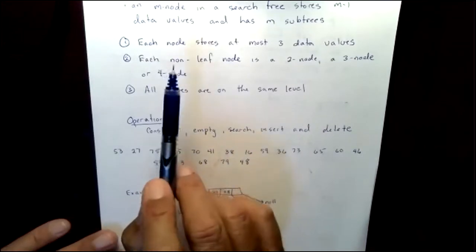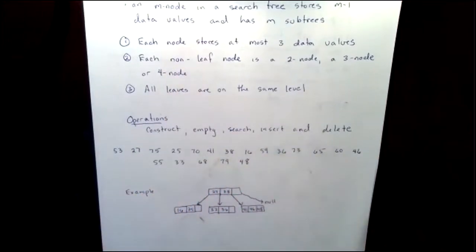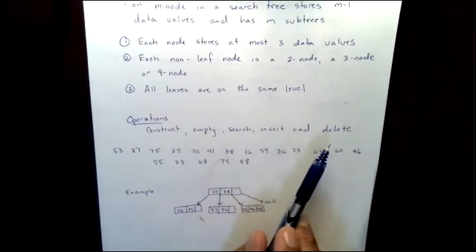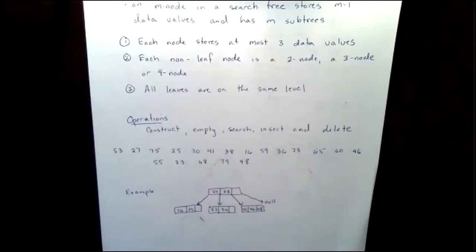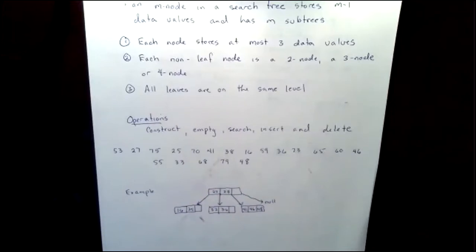For this tree, all leaves are going to be on the same level. So we're going to have to take a look at some things like, how do I construct this? How would I insert something? How would I delete something? It goes into quite a bit of depth, but I think we're going to basically look at how we construct this and maybe how we search it to see what's going on.